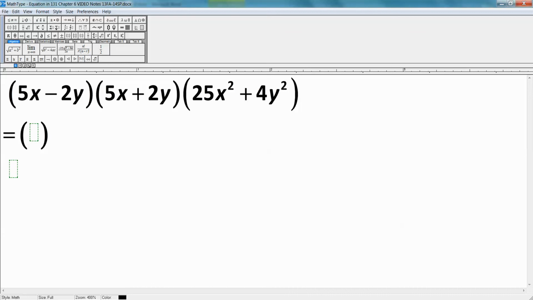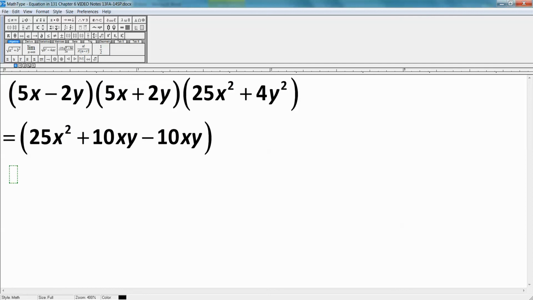So let's multiply it. So first is going to be 25x squared. Then we're going to have 5x times 2y, so that's plus 10xy. That's your outers. And then your inners is minus 10xy, because negative 2 times positive 5 makes negative 10. And then minus 2 times plus 2 is minus 4y squared. And I know what you're thinking. You're thinking, well, Lana, that does not look any easier. I know, but it will be in a second.